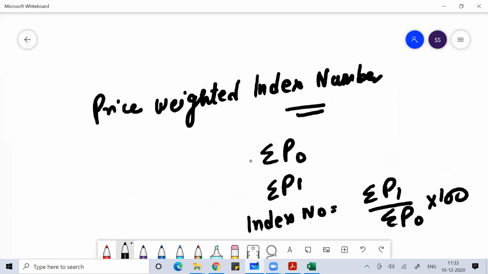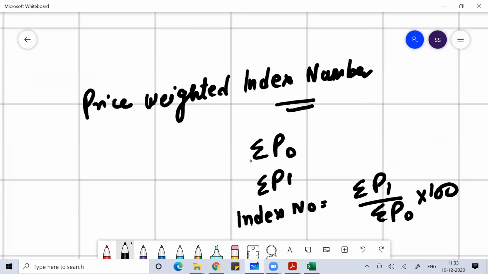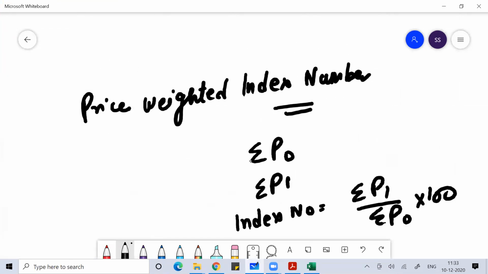So here you can see, this is a price weighted index number. Here we only consider one factor, that is the price. There are stock market indexes like the Dow Jones Industrial Average, like Nikkei 225. It is an index of the Japanese stock exchange.